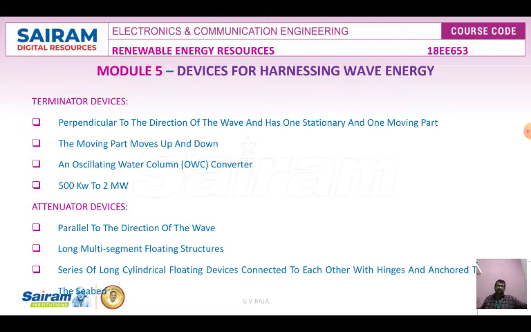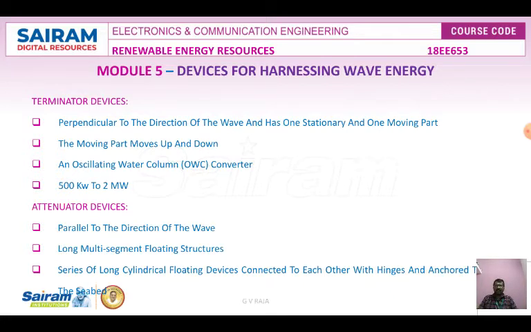That is what attenuated devices are. It's a long cylindrical floating device connected to each other with hinges and anchored to the seabed. It will be completely stretched with the turbine as well as the generator. Whenever the movement causes some friction, due to that the turbine rotates, because the pressure or the oil or the liquid will be flowing through the shaft, which will cause the shaft to rotate, and which is connected to the generator in order to produce the electricity. So this is the attenuator device.